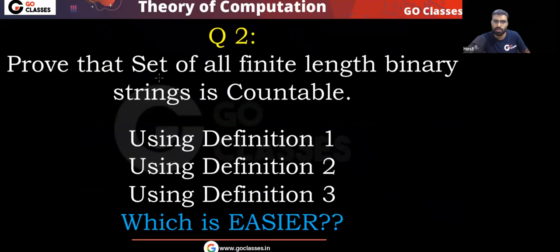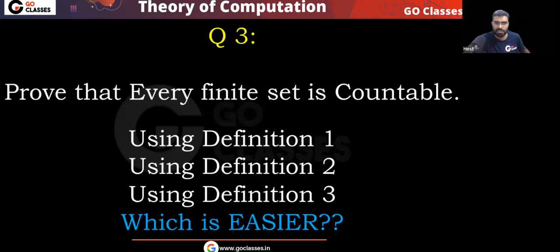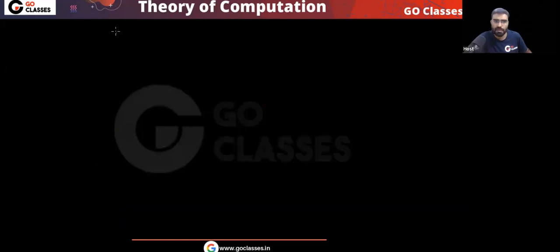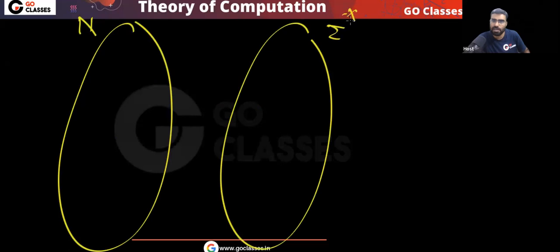Let's solve this question: the set of all finite length binary strings is countable. We have already seen definition 1 and definition 2. Now you will see the power of definition 3. Tell me, how will you do it? Very simple. This is your N, and this is your sigma star. Now tell me, what will you do? To this 1, what will you assign?